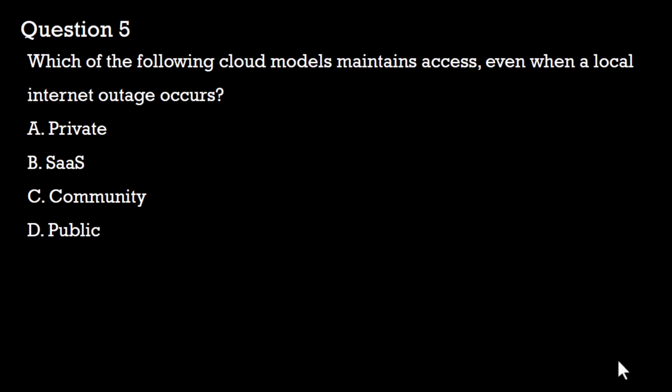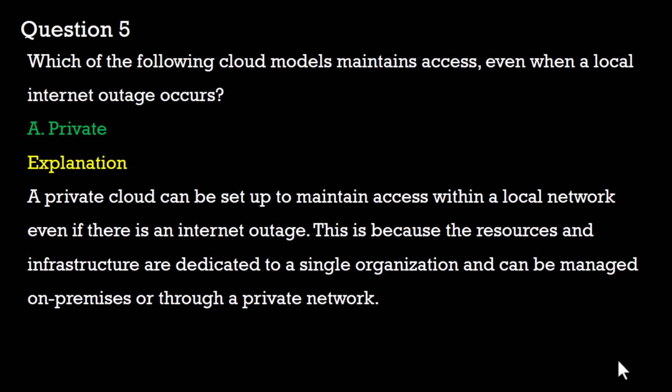In this, we'll be going with option A, the private cloud. It is set up to maintain access within a local network, so even if there is an internet outage, there will still be connectivity within the local network. This is because the resources and infrastructure are dedicated to that single organization, and it can be managed on premises or through a private network.